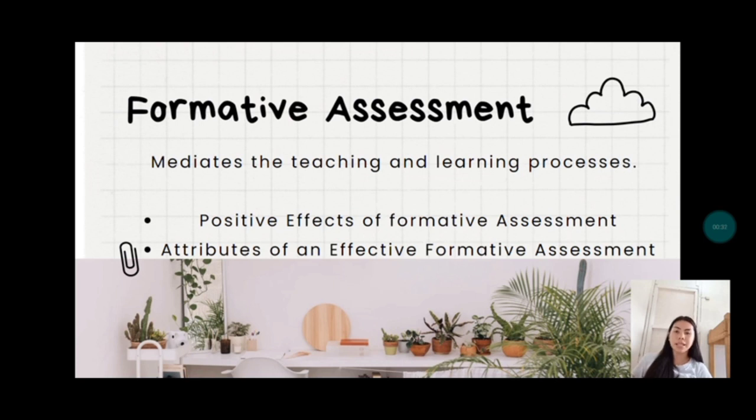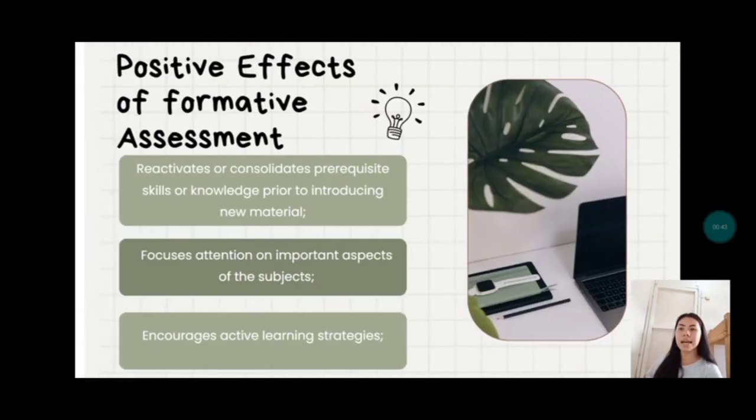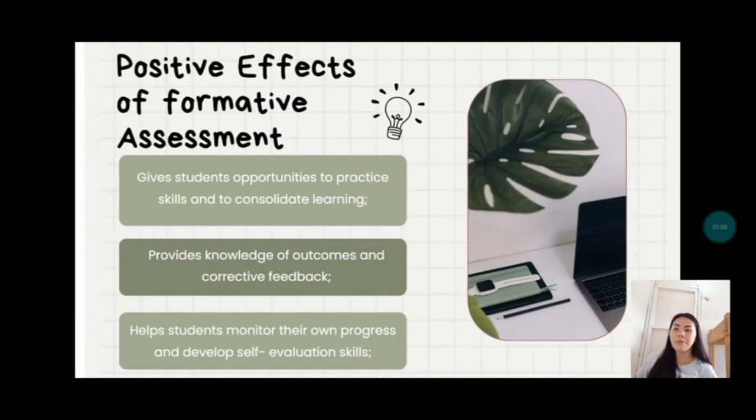And formative assessment has two classifications, which are the positive effects of formative assessment and also the attributes of an effective formative assessment. First, we will discuss the positive effects of formative assessment. The first one is reactivates or consolidates prerequisite skills or knowledge prior to introducing new material. Second, focuses attention on important aspects of the subject. Third, encourages active learning strategies. The fourth, gives students opportunities to practice skills and to consolidate learning.